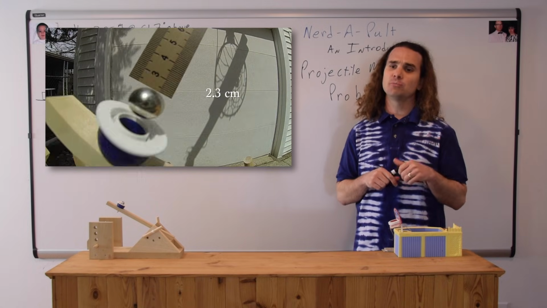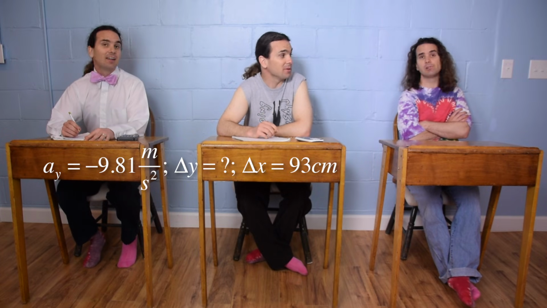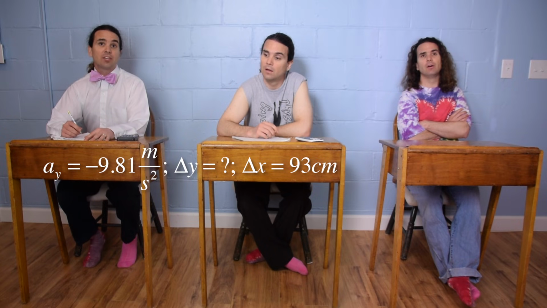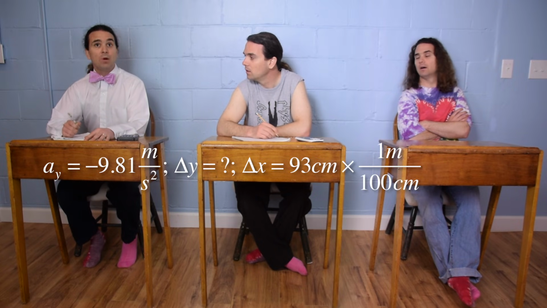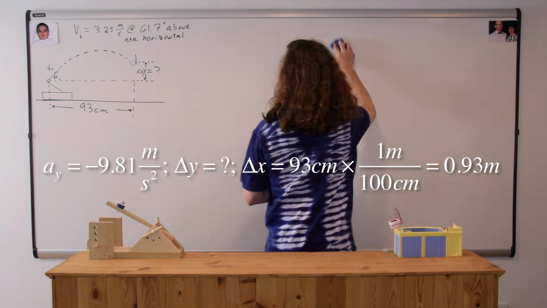Bo, at this time, could you please begin solving the problem? Well, the ball is an object in projectile motion, so we need to list our givens in the x and y directions. We know the acceleration in the y direction is negative 9.81 meters per second squared. We also know the displacement in the y direction is what we're trying to find, so delta y equals question mark. And the displacement in the x direction is 93 centimeters. We need to convert that to meters, so multiply by 1 meter over 100 centimeters to get 0.93 meters.